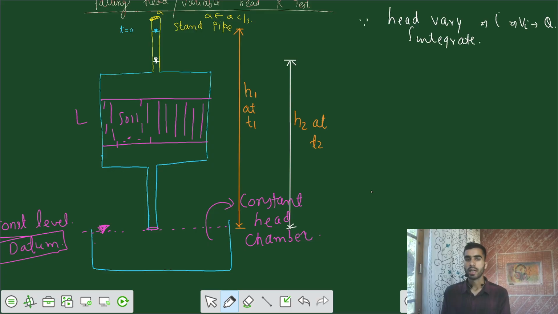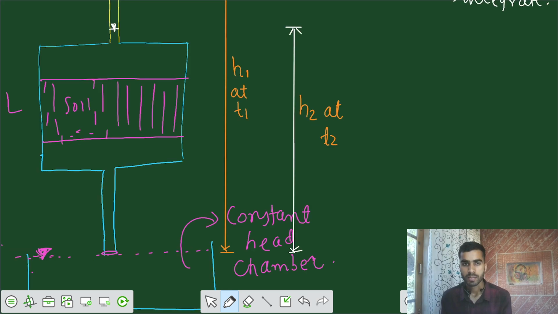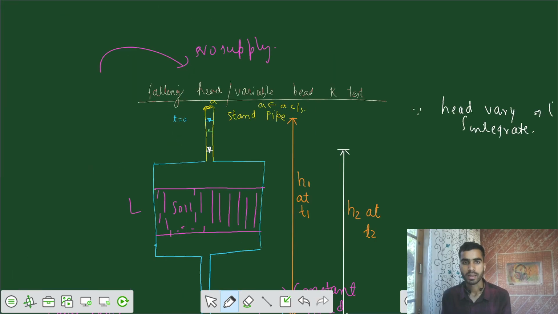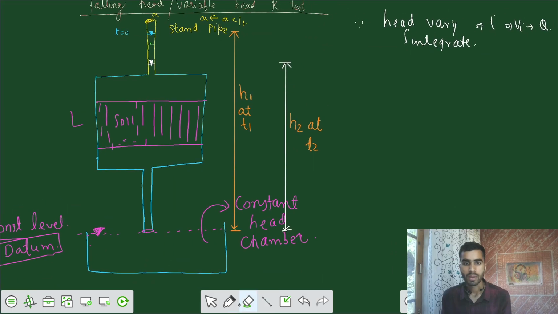Now we need to take any particular value of time t. Let's take the level somewhere here. Let's say this was our level at any time t. So we can write h at time t. This h is the head level difference between the two sections, the h at any time t.